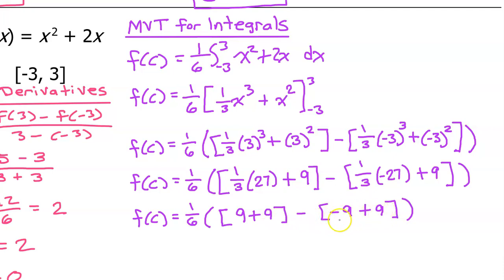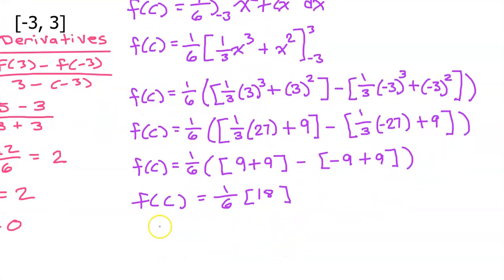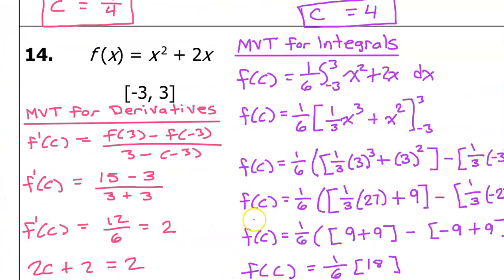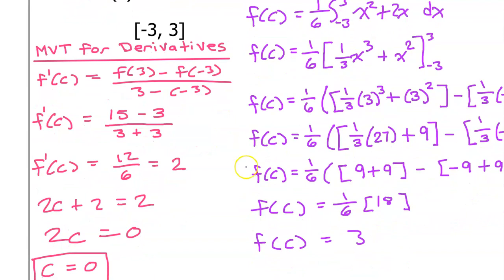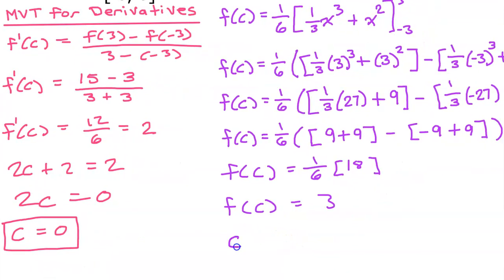Negative 9 plus 9 is 0, so this will all be gone. So we end up with f at c is equal to 1/6 times 18. 18 divided by 6 is 3, so we have f at c is equal to 3. Remember that f of x is x squared plus 2x. So f at c will be c squared plus 2c, which equals 3.